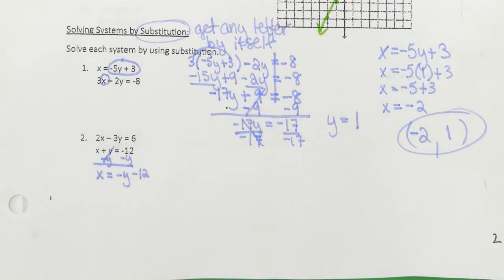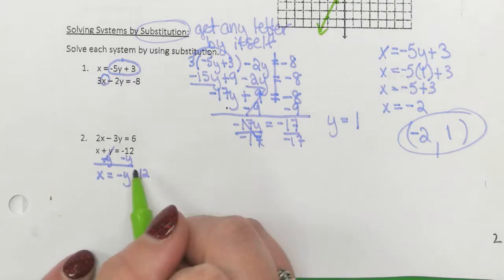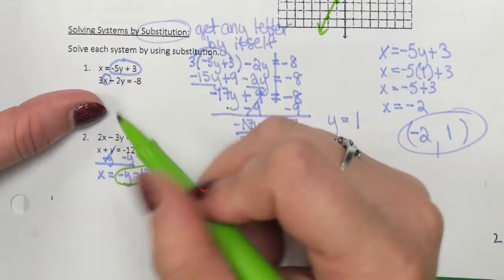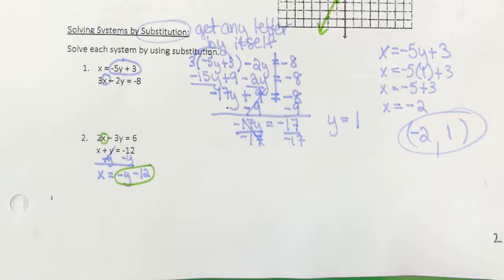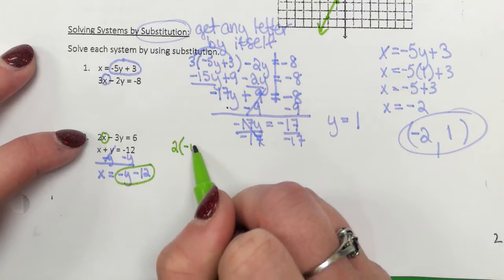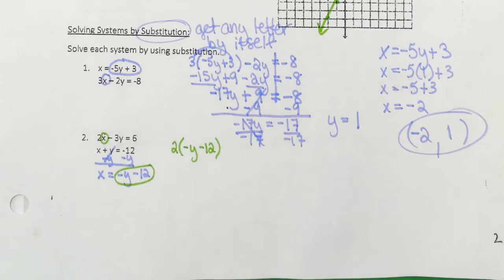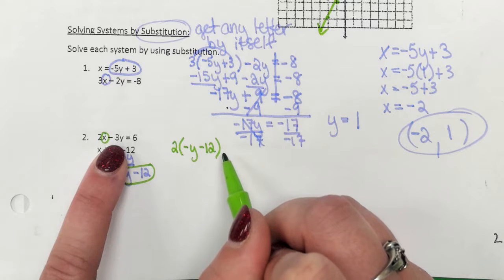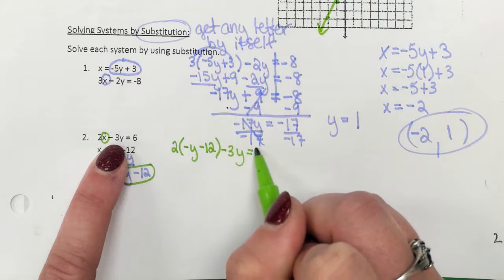Now do I have a letter by itself? Yeah. So I'm going to take this guy, negative y minus 12, and he's going to go into the other equation. For which letter? For x. There you go, right here. All right, so I'm going to put 2, but then I'm not going to put x. I'm going to put negative y minus 12. Then what's after that? Equals 6. Very good.